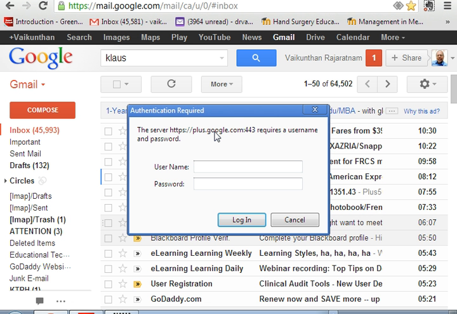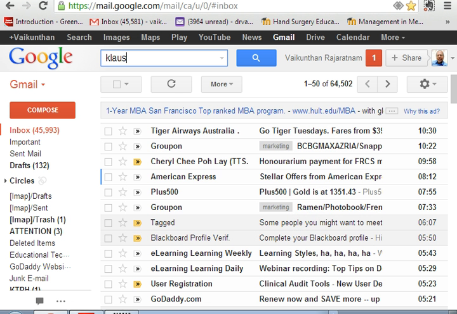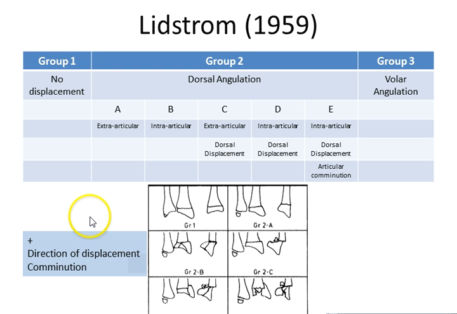So dorsal angulation is, am I pressing something? I think application, just, okay.